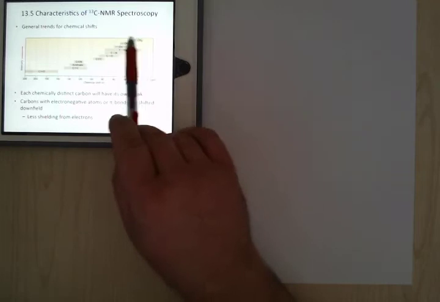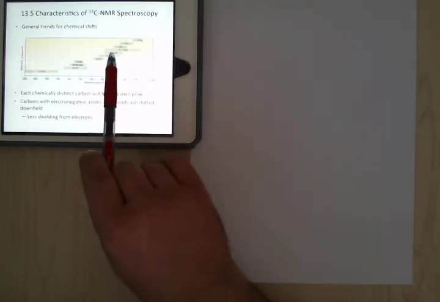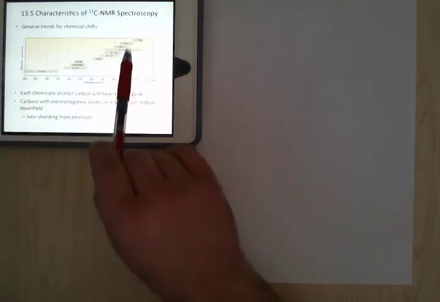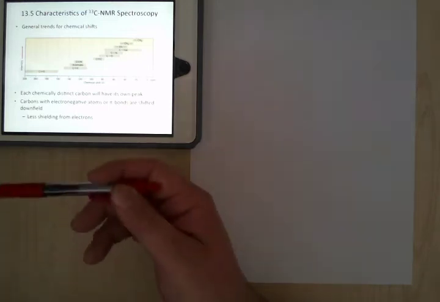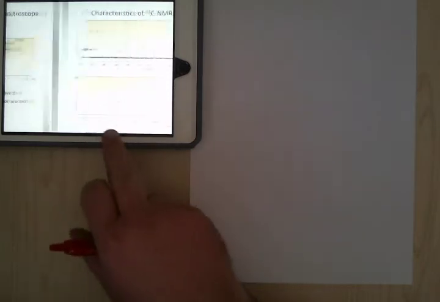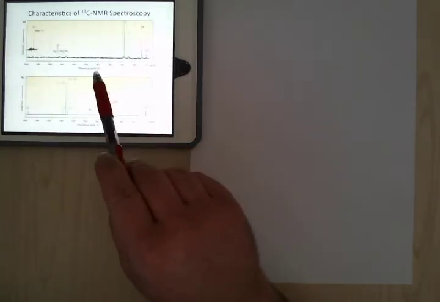Okay, and so a lot of the stuff is going to end up here, but as you get more electronegative stuff on it, it's going to be shifted further downfield. So we can take advantage of that. Not just what the signals are saying, but where they occur is going to be important. And we'll talk about being able to assign these.